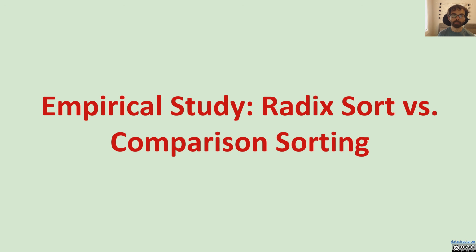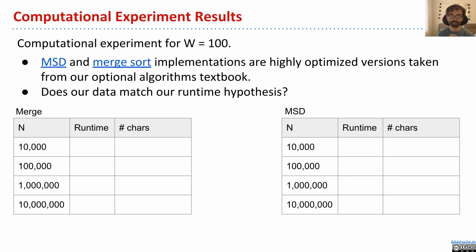In the previous video, we made the hypothesis that merge sort should take log base 2 of n times as long as the corresponding radix sort on an input of the same length where all the strings are equal. So what we're going to do in this video is put that hypothesis to the test by doing a careful empirical study. And I think you'll find the results pretty interesting.